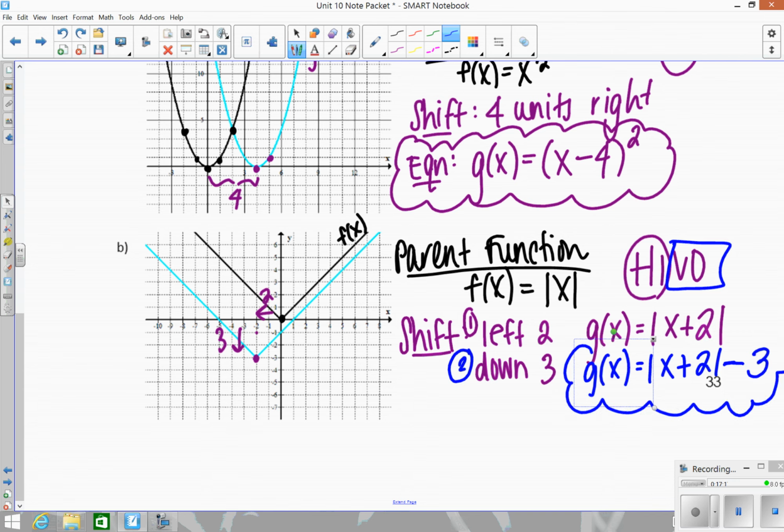So it doesn't matter if I would have said down 3 then left 2, you would have gotten the same equation in the end, so that part doesn't matter. I just chose to go left 2 and then down 3 first, so this equation represents left 2, where this one represents both things. So g of x would have to have the +2 in the absolute value and the -3 at the end. So that's really it for transformations, or for translations. The next thing we will be looking at is shrinking and stretching and reflections.